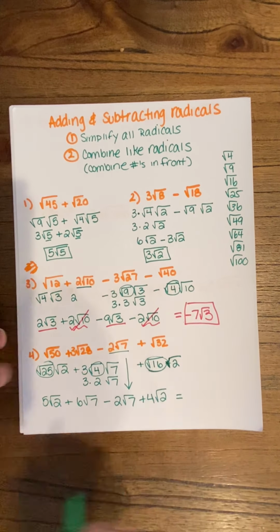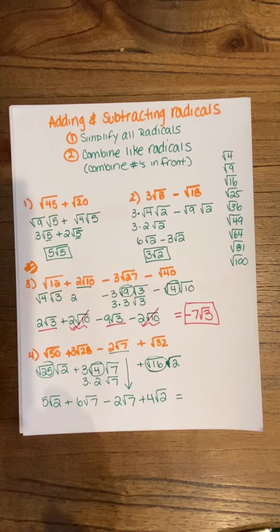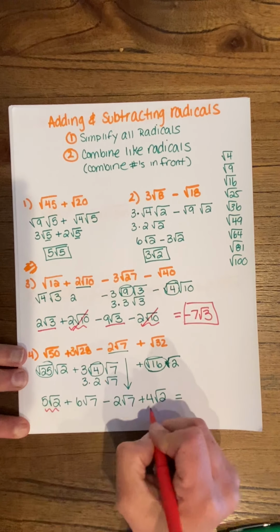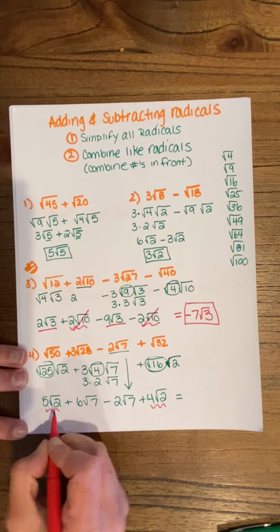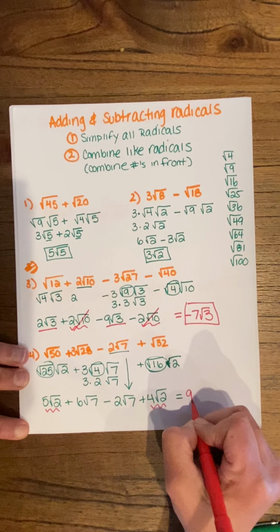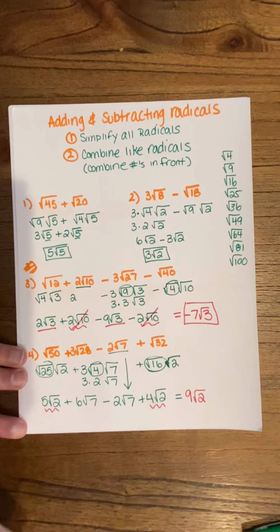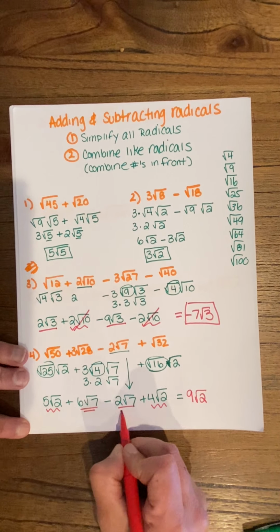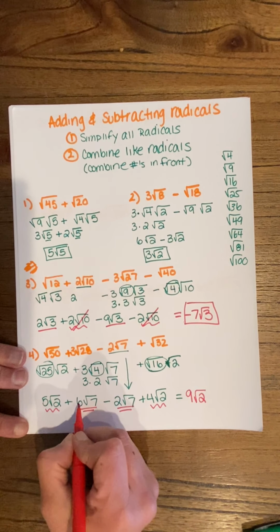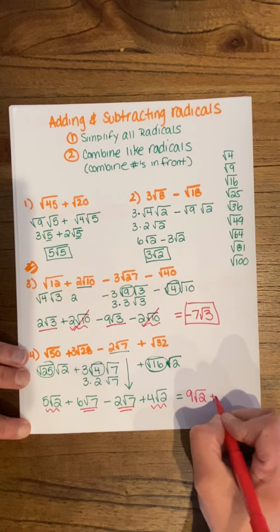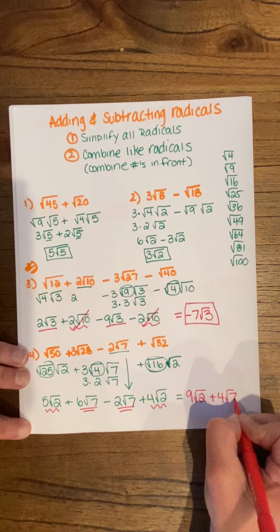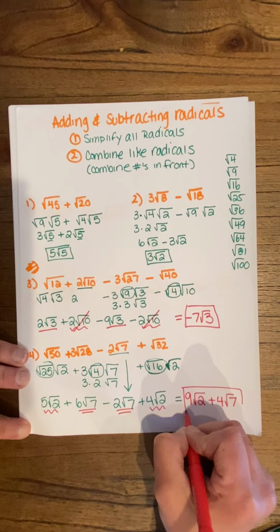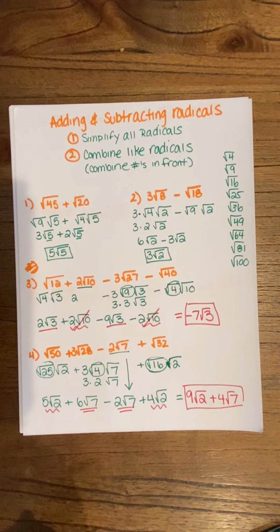Okay? So just like before, we're going to combine what we can combine, which is a 5 rad 2 and a 4 rad 2. 5 plus 4 is 9. Remember, don't do anything with the rads, just bring them over. And then I could also do a 6 rad 7 minus 2 rad 7. 6 minus 2 is 4. Okay, final answer. So you just simplify and combine like terms.